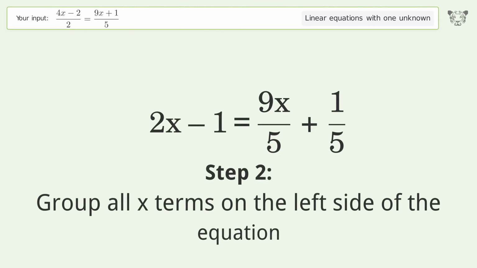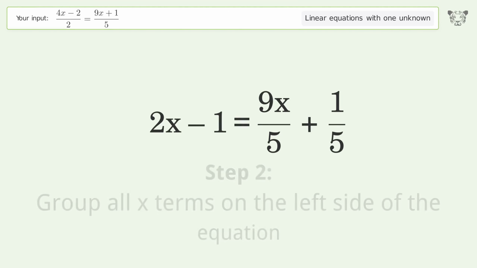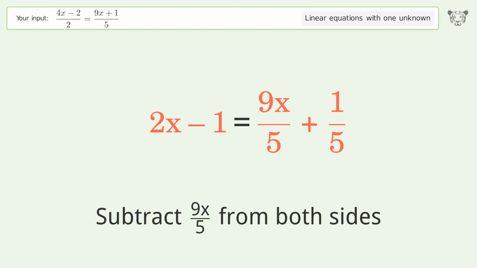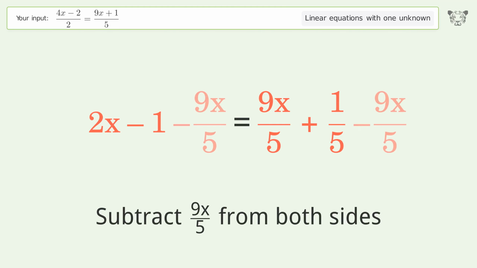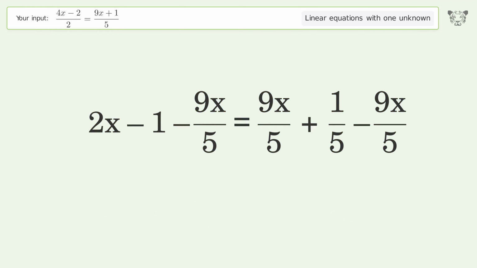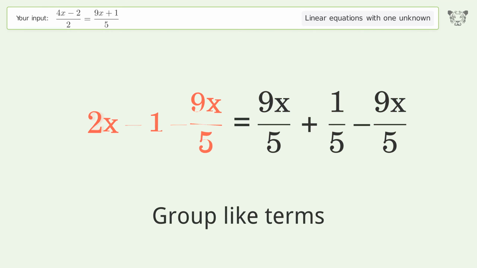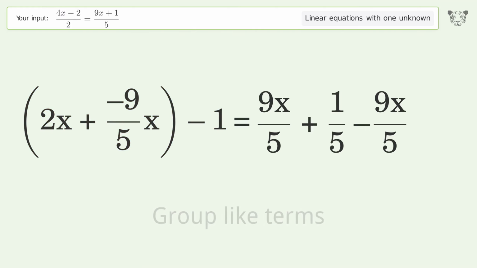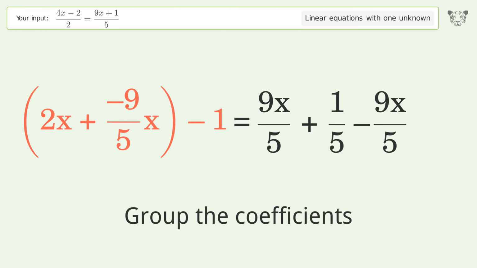Group all x terms on the left side of the equation. Subtract 9x over 5 from both sides. Group like terms. Group the coefficients.